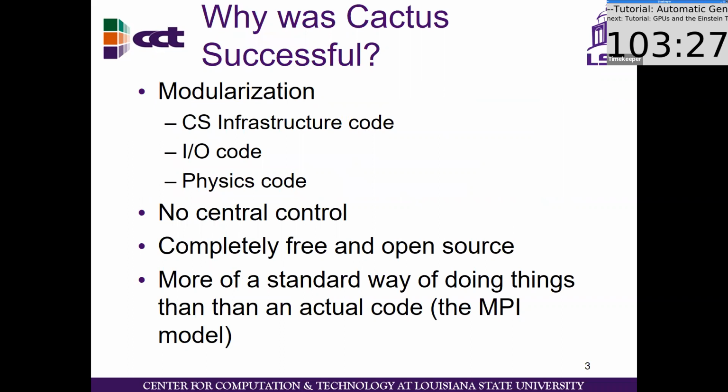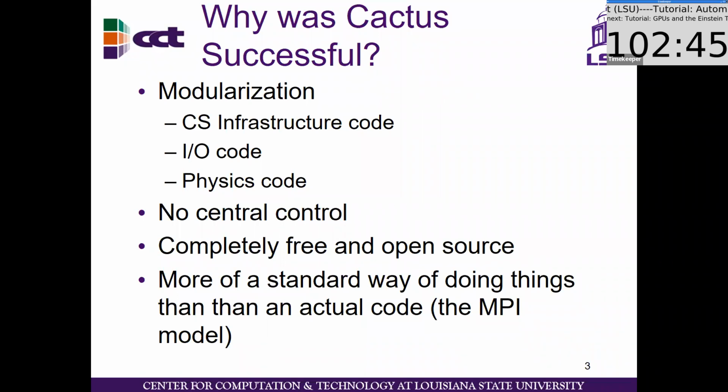Why was Cactus successful? I mean, you can't really know for sure because you can't scientifically study why something was successful, because you can't make a billion of them and see which ones failed. But I think it's for several reasons. Modularization. The CS infrastructure code, the IO code, and the physics code in Cactus are all separate. Almost any other science code that I've seen, those things are all mixed together, right? The time integrator is deeply integrated with the thing that calculates the right-hand side. And then there's a print statement in there too, usually, or some kind of write statement. And that's one of the things that Cactus encourages you to do, is to keep those kinds of things separate.